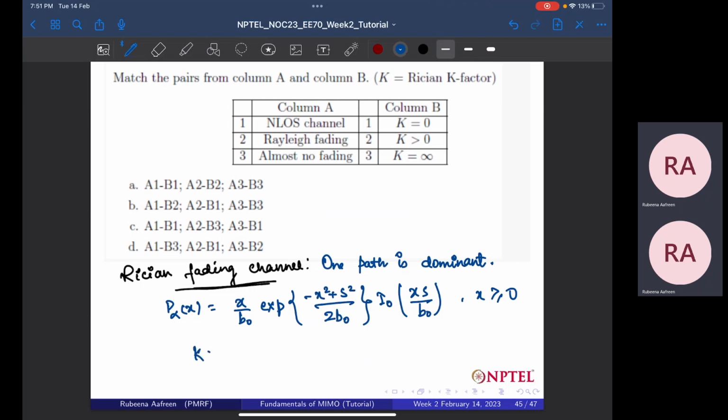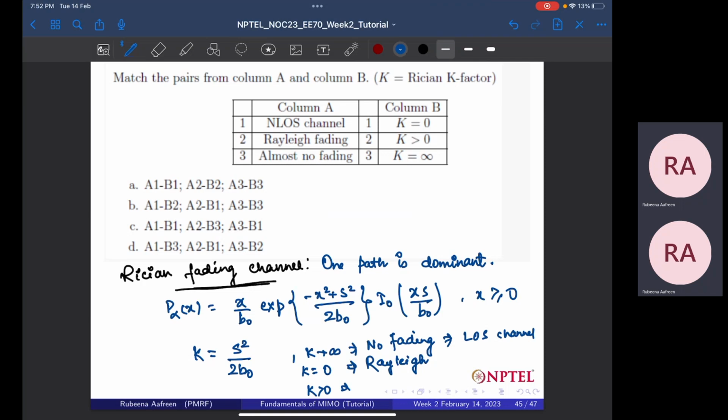And then the deciding key factor is s square upon 2 B naught. So when k is infinity, there would be no fading. So that is almost a line of sight channel. If k is equal to 0, then we can put s as 0, because k is 0, s is 0. So this will give the power profile of Rayleigh fading. So if k is equal to 0, this fading channel is Rayleigh fading only.